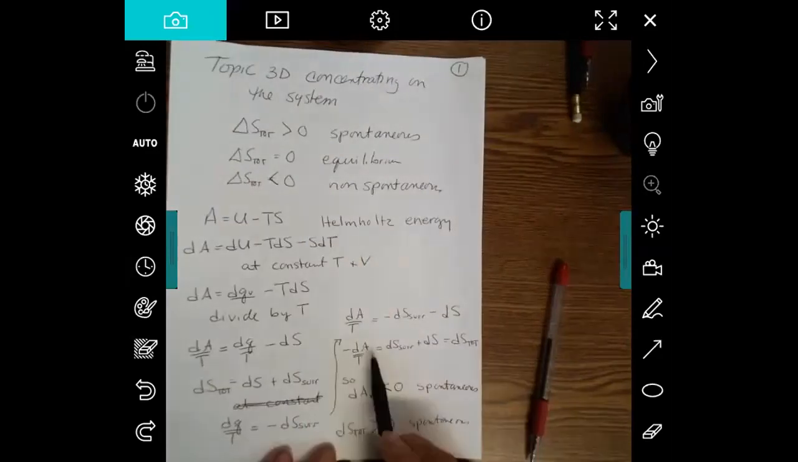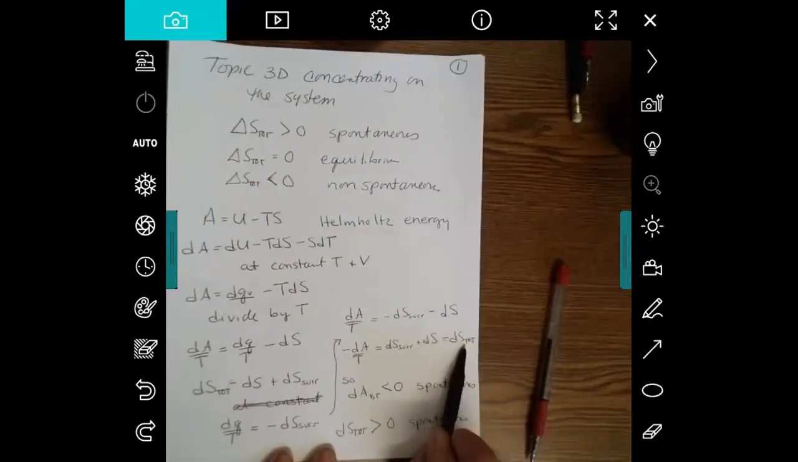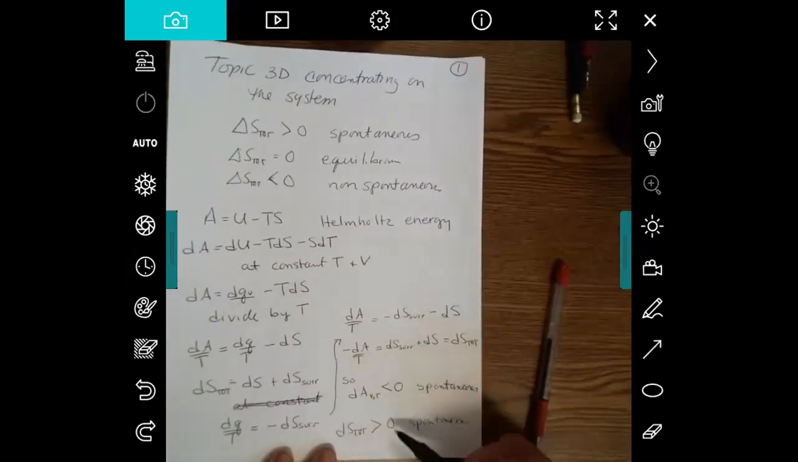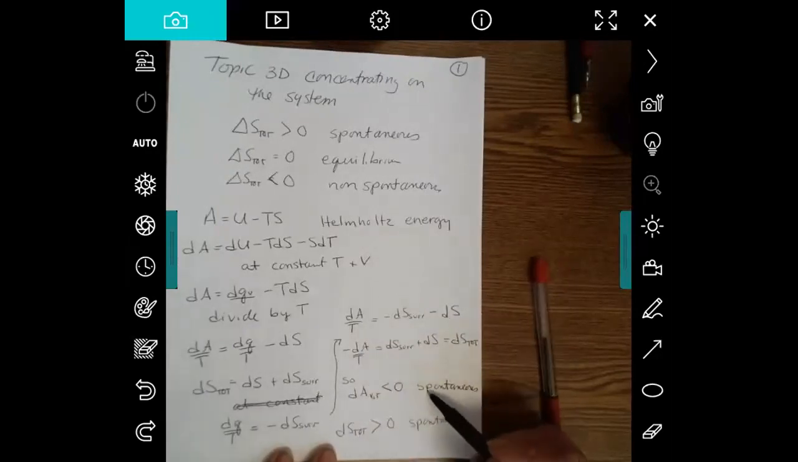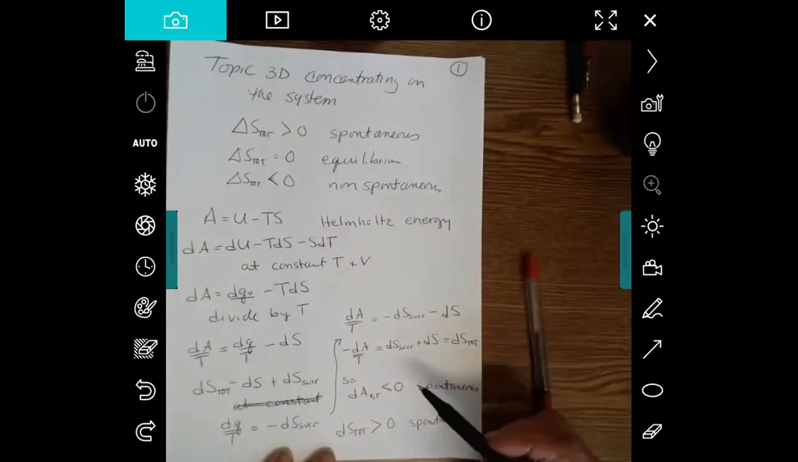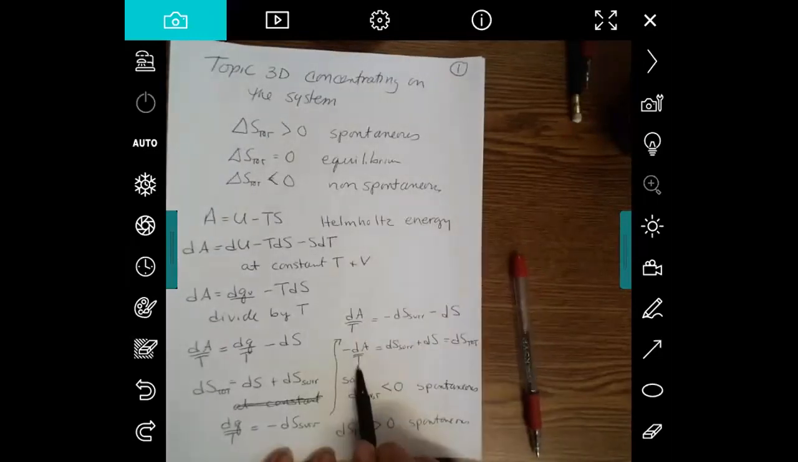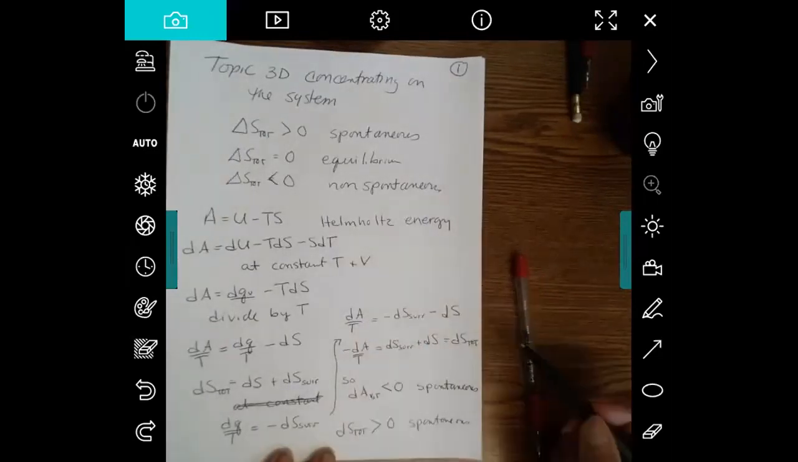And dA over T, the negative of that, is going to be equal to the positive of dS. So if dS total is positive, then dA is going to be negative. And so the criteria will just have the opposite sign, essentially, because dividing by T can't change the sign.